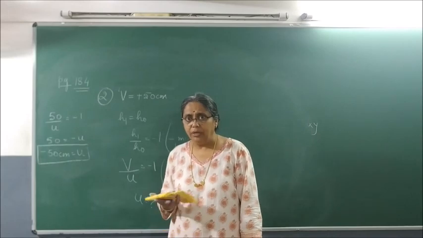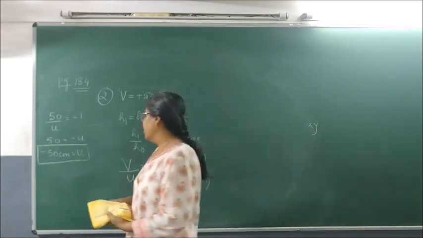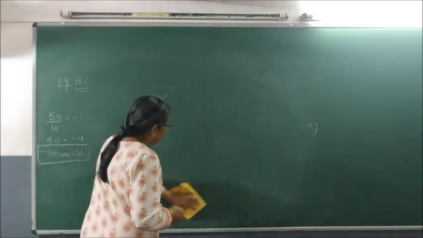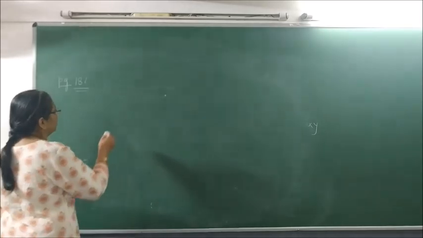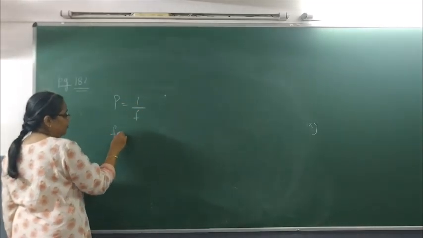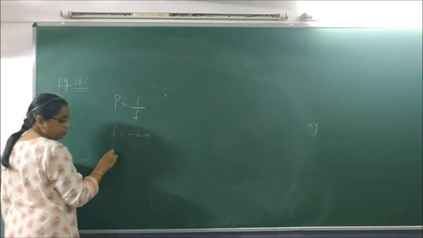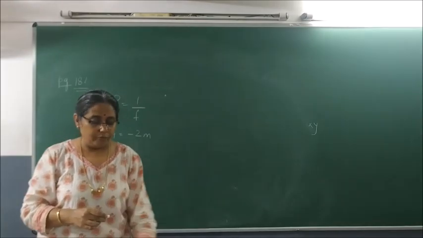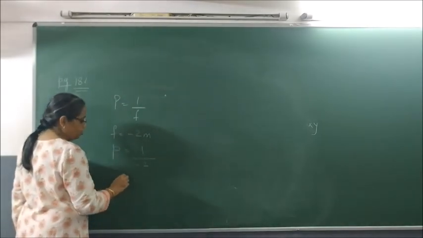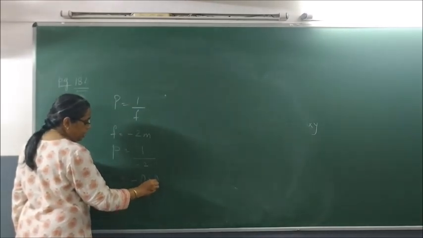Now the third one. Did we do the third one? Find the power of a concave lens of focal length 2 meters. I don't remember the focal length, so I am repeating it: focal length 2 meters. We say P is equal to 1/f. In a concave lens, focal length is negative, so minus 2. So P is equal to 1/(−2), which is equal to minus 0.5 diopters.